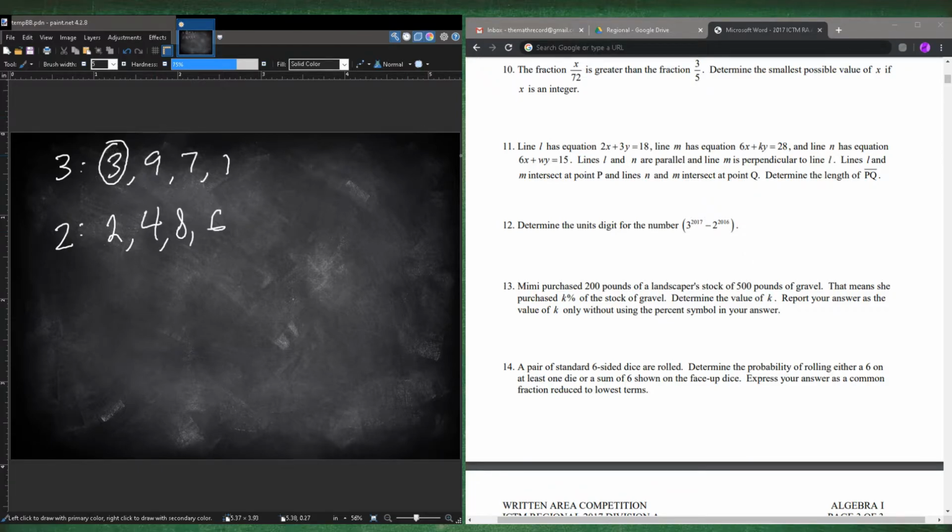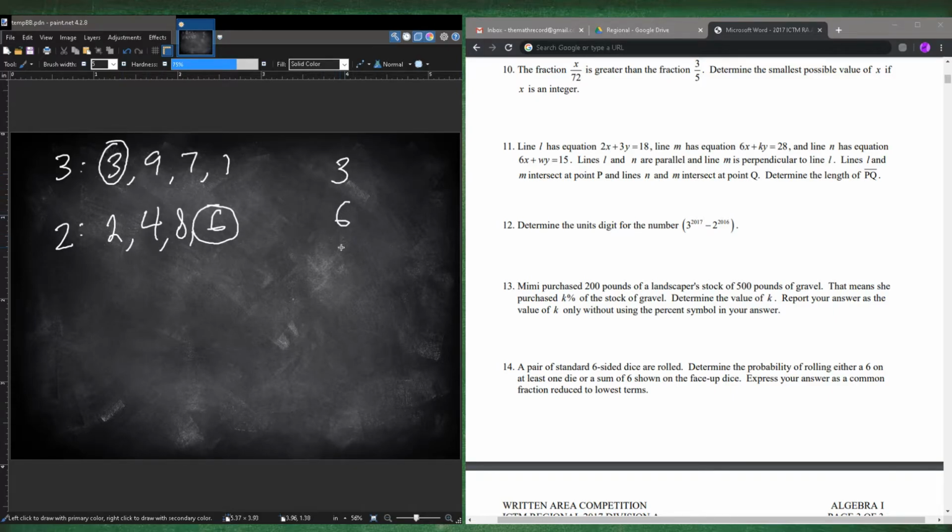So we have 2016. 2016 is exactly a multiple of 4. Since it ends at a multiple of 4, that means it has to end at the last term of the pattern, the 6. So we know that the units digit for 3 to the power 2017 is a 3. And we know that the units digit for 2 to the power 2016 is a 6.